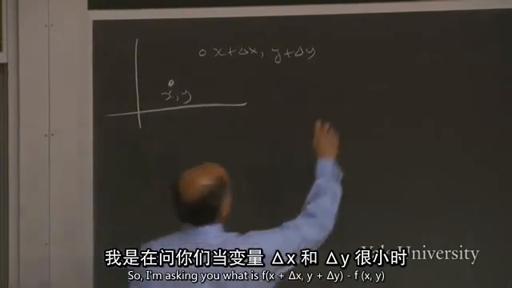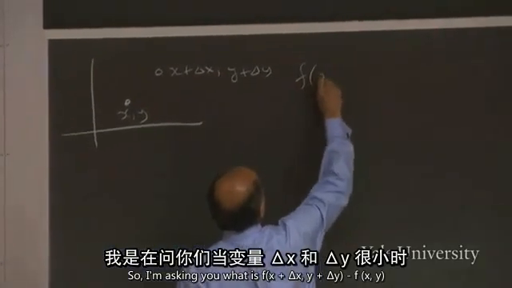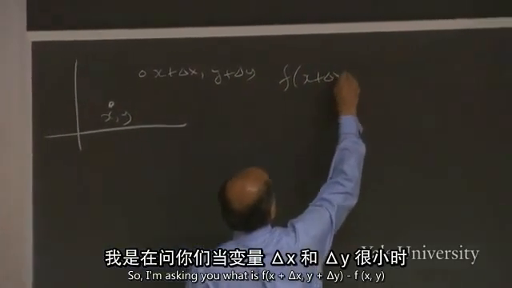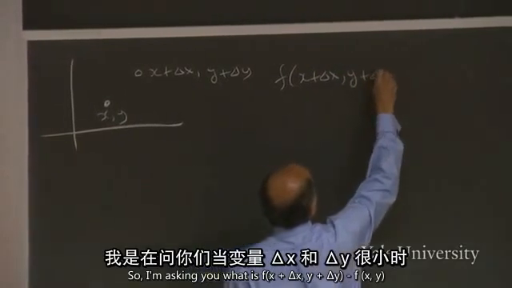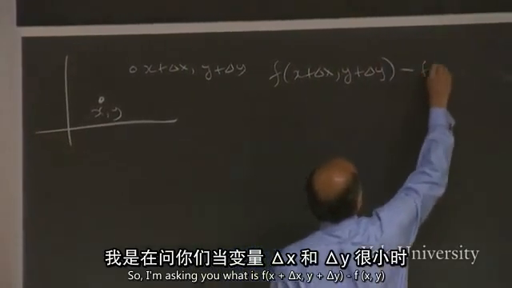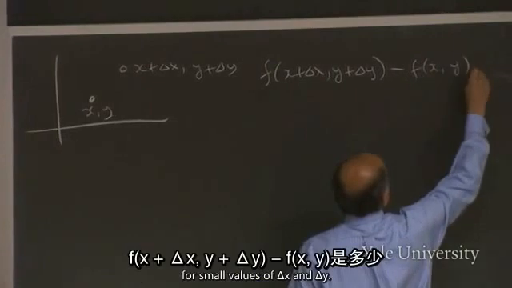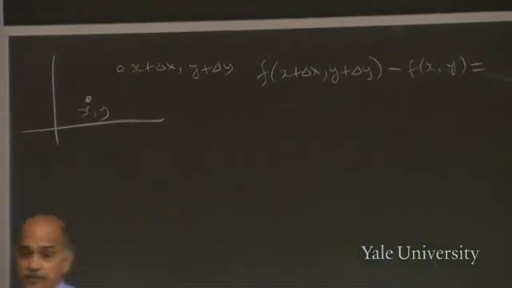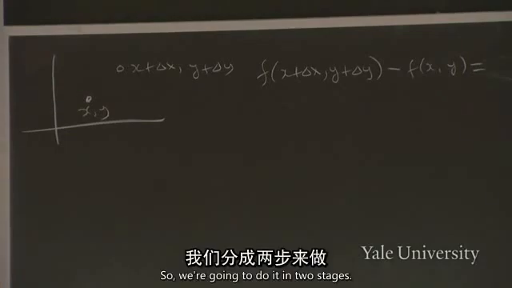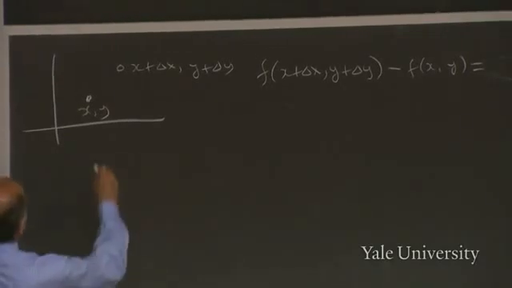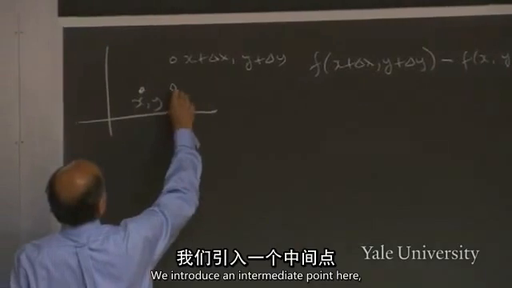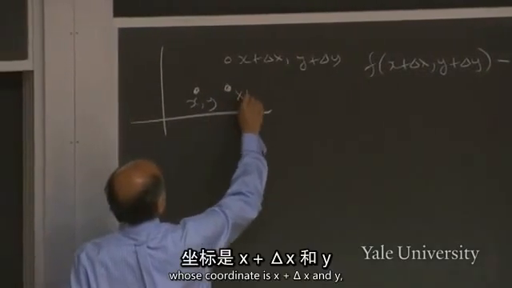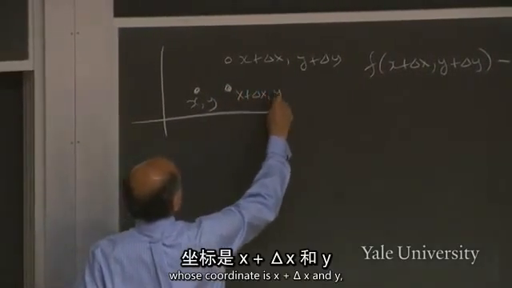So I'm asking you, what is f of x plus delta x, y plus delta y minus f of x, y for small values of delta x and delta y? If the points are neighboring, what's the change? So we're going to do it in two stages. We introduce an intermediate point here, whose coordinates are x plus delta x and y.